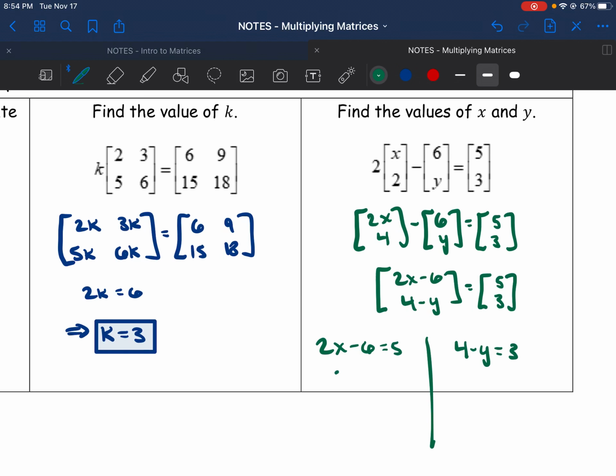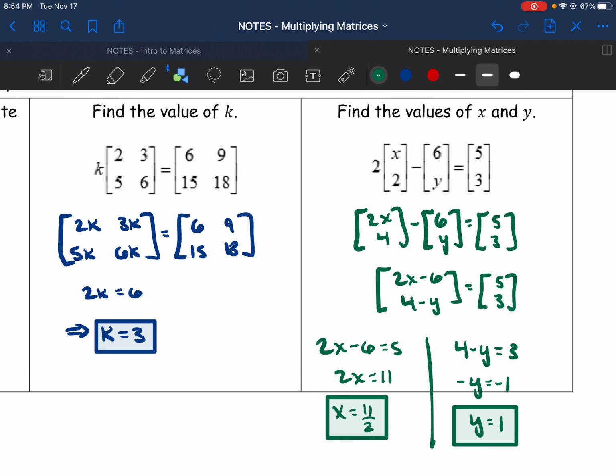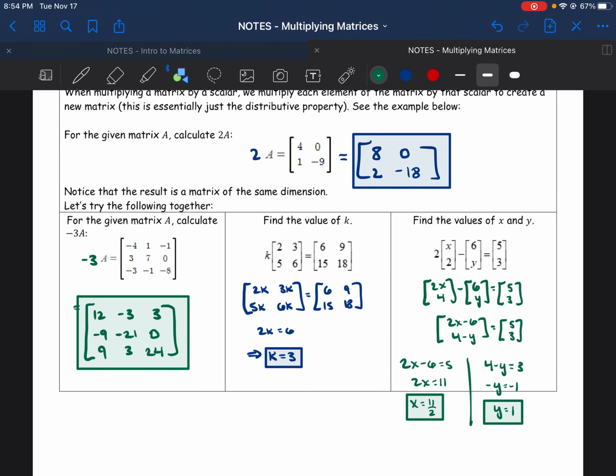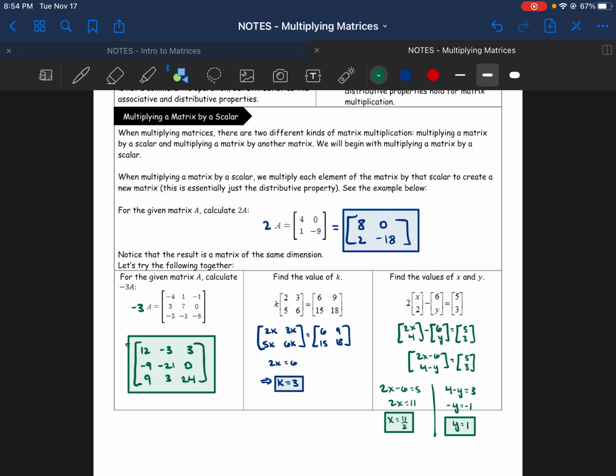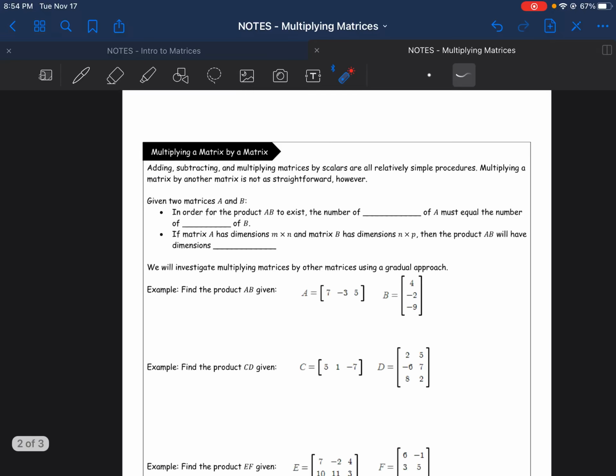On the left side, we get 2x equals 11, which tells us that x equals 11 over 2. On the right side, we're going to get that negative y equals negative 1, which tells us that y equals positive 1. Okay, so in summary, multiplying a matrix by a scalar, very simple process. It's just the distributive property where we take that scalar and we multiply it by every element in that matrix.